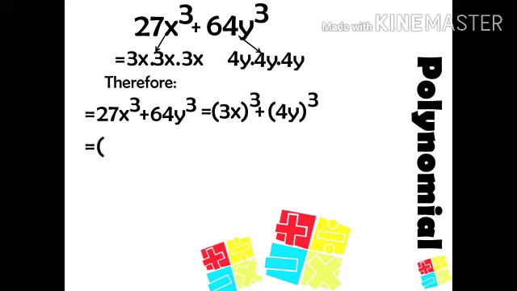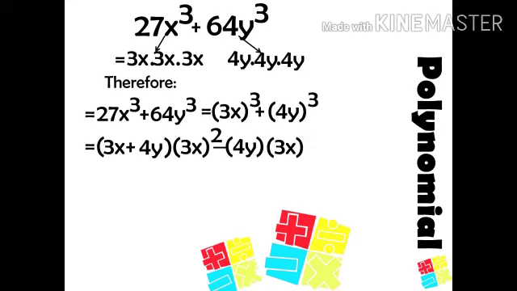It will become 3x plus 4y, times the quantity (3x) squared minus 4y times 3x plus (4y) squared. And that is the factored form of (3x) cubed plus (4y) cubed.